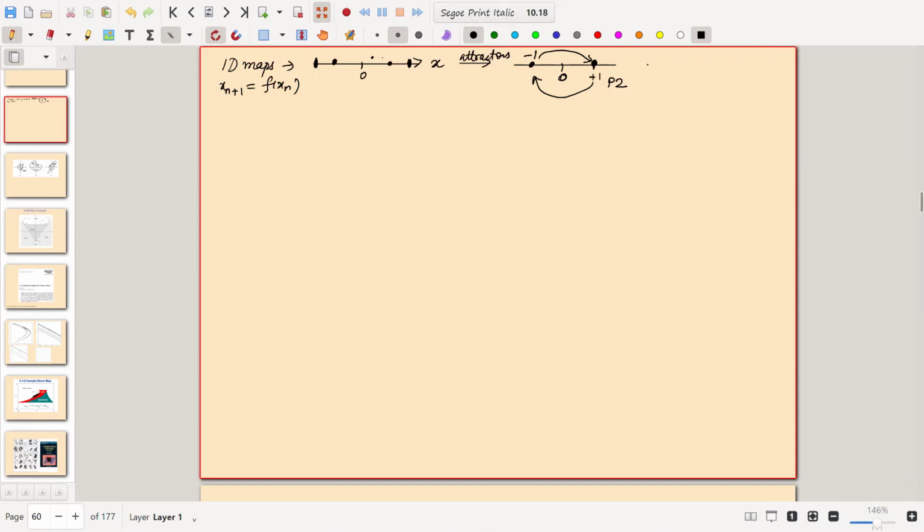And what other things did we discuss? It can stay at one point only. This is x star, and however much you iterate, it will just stay at x star. It will not move. It is fixed at x star, so we call it a fixed point.